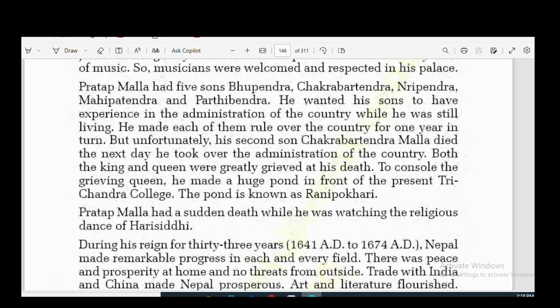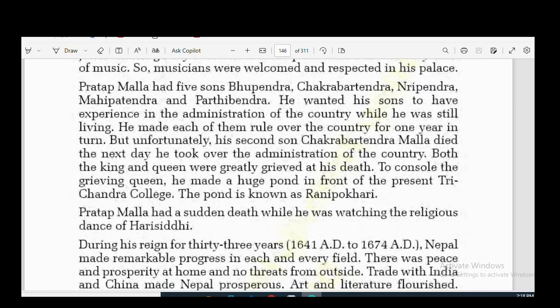Pratap Malla had five sons. They were Bhupendra, Chakravartendra, Nripendra, Mahipatendra and Parthibendra. He wanted all his sons to have experience like him in the administration of the country while he was still living. During his lifetime, he was eager to train his sons. He made each of them rule over the country for one year in turn.